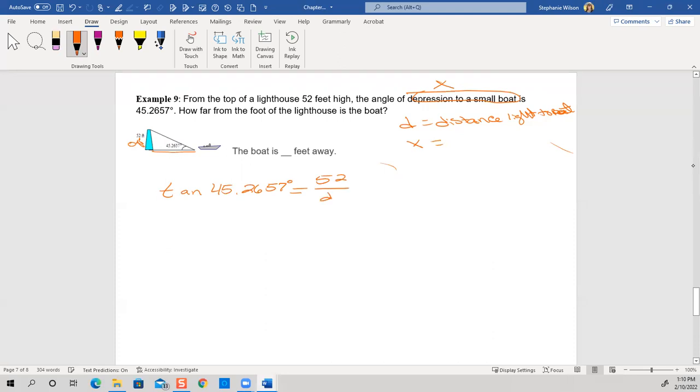It's going to be the distance from the lighthouse to the boat. Makes sense. Now we're wanting to solve for D, and D is in the fraction. And if I multiply by the denominator, well, D is in the denominator. So we're going to have to do a little bit more work. So let's go ahead and do it.